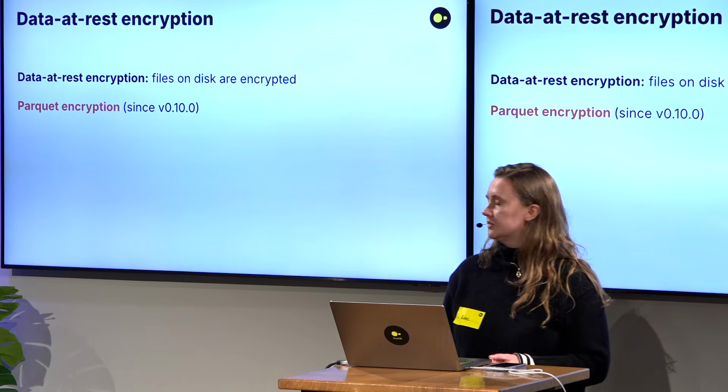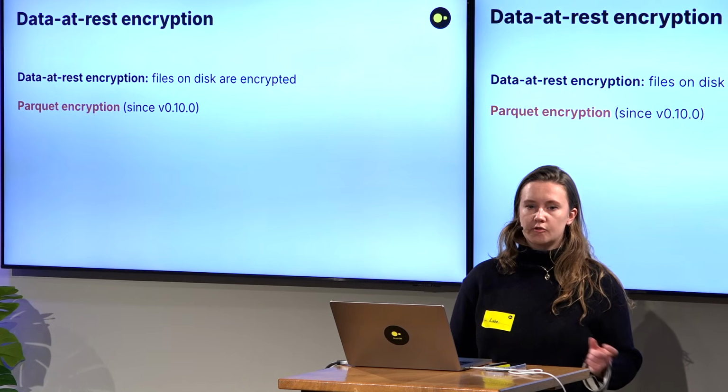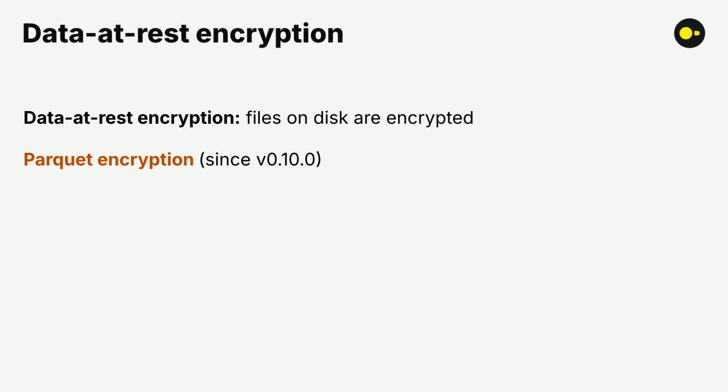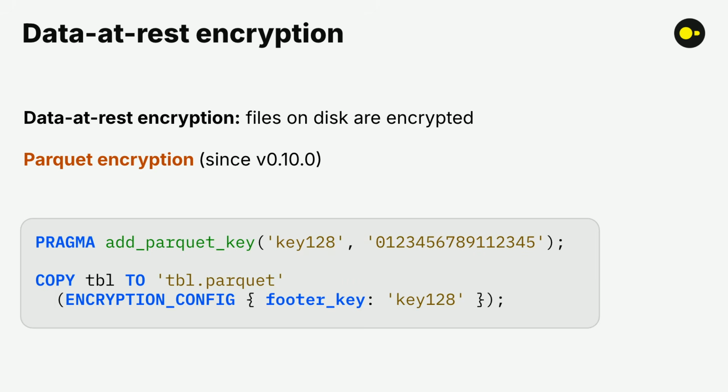The first one is Parquet encryption. Parquet encryption has been there for a while, because it was released almost 2 years ago, I think, in version 0.10. Parquet encryption is also used in Duck Lake, because if you use Duck Lake in encrypted mode, it writes encrypted Parquet files. It's pretty straightforward to encrypt a Parquet file. You need to add an encryption key through a pragma, and then you can copy a plaintext Parquet file to an encrypted Parquet file.